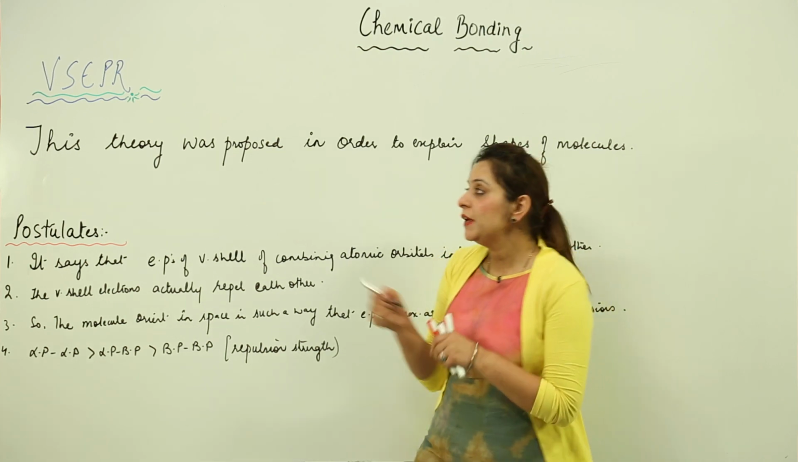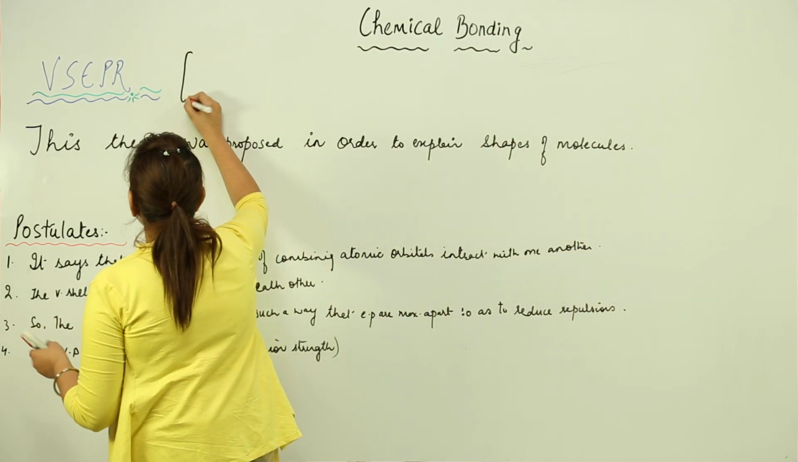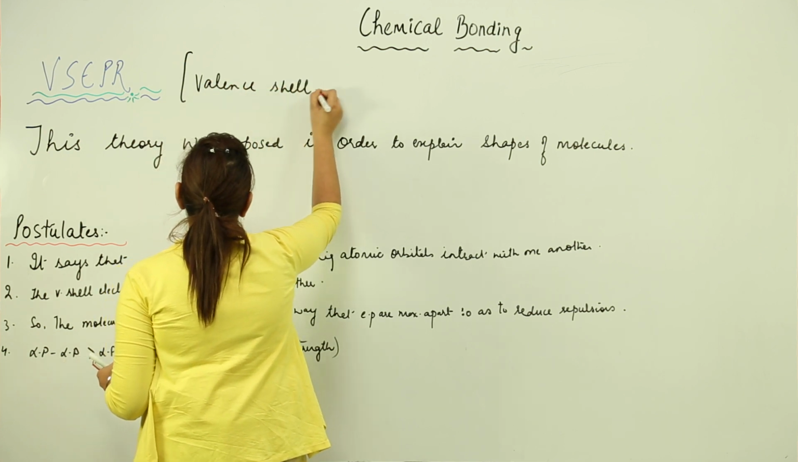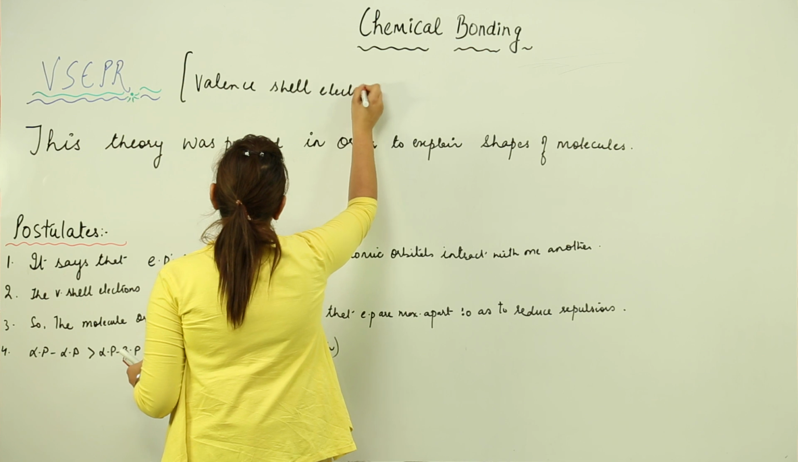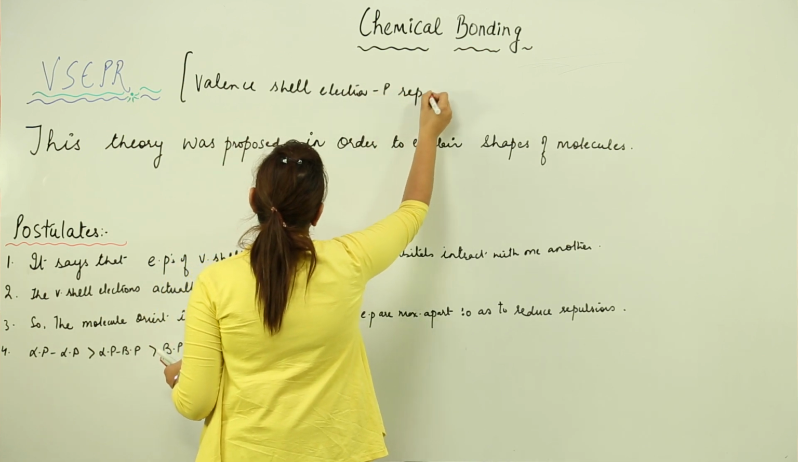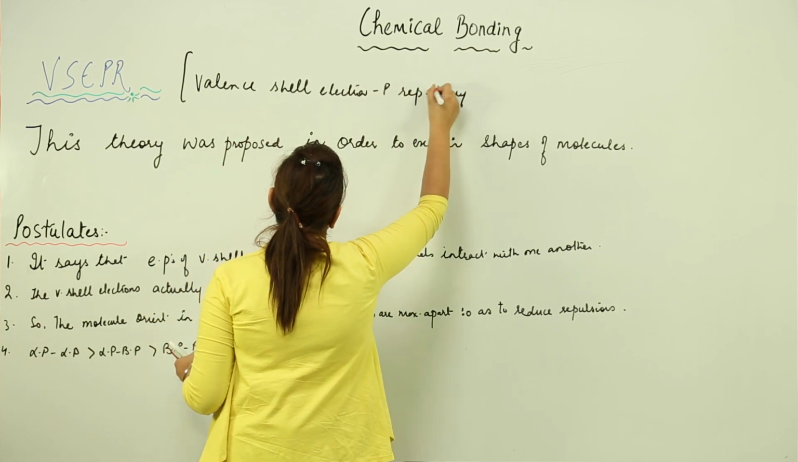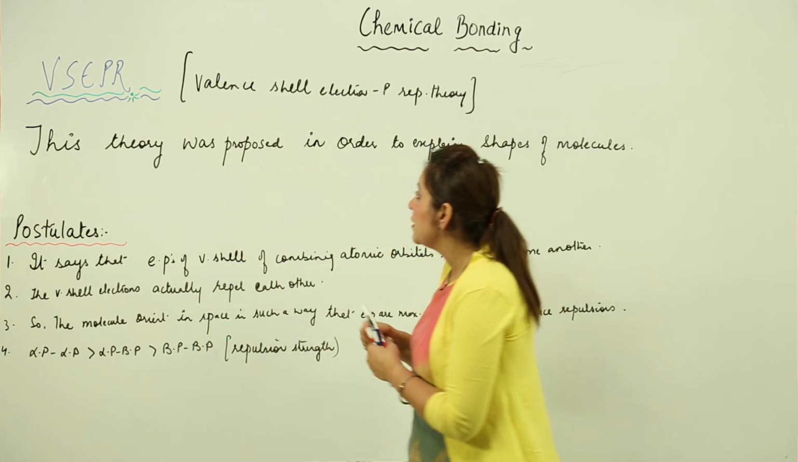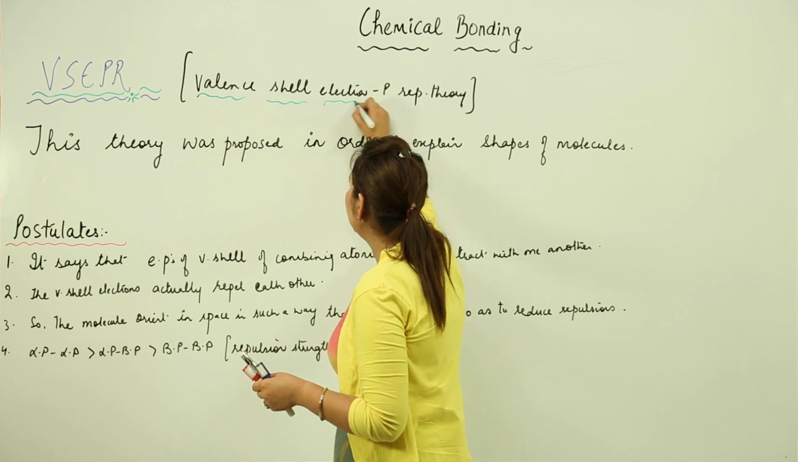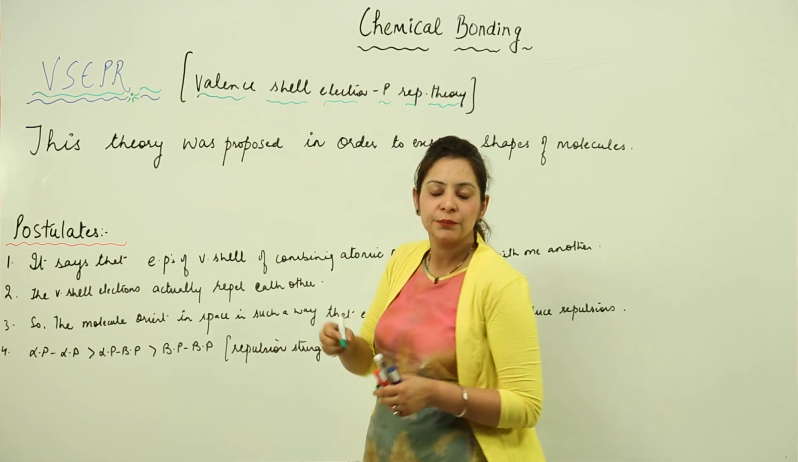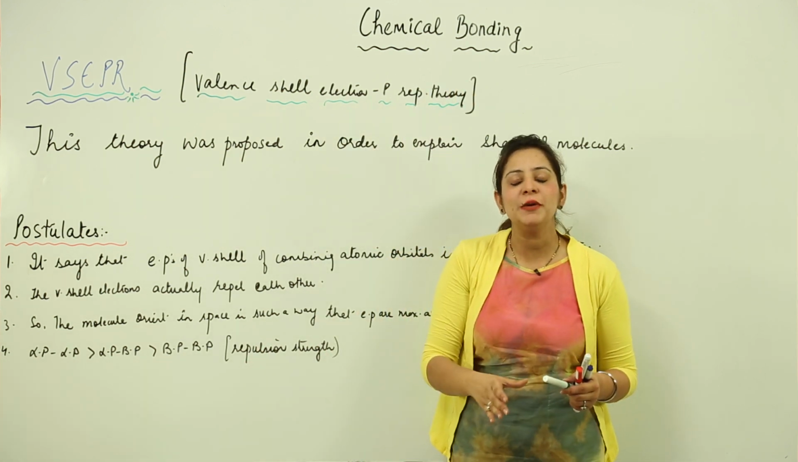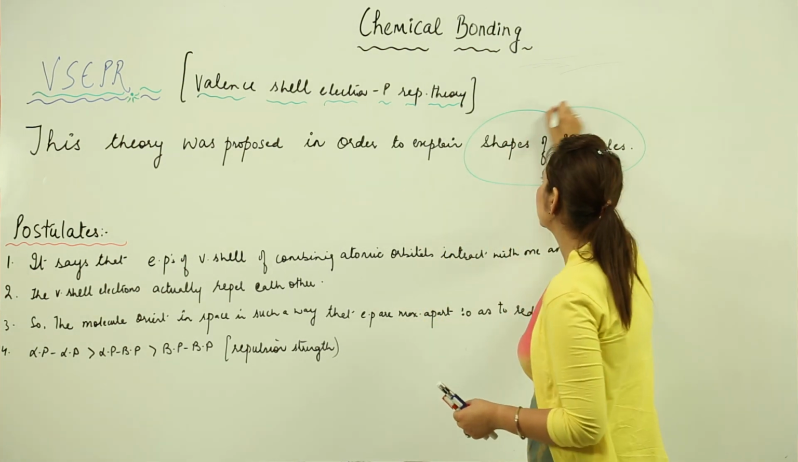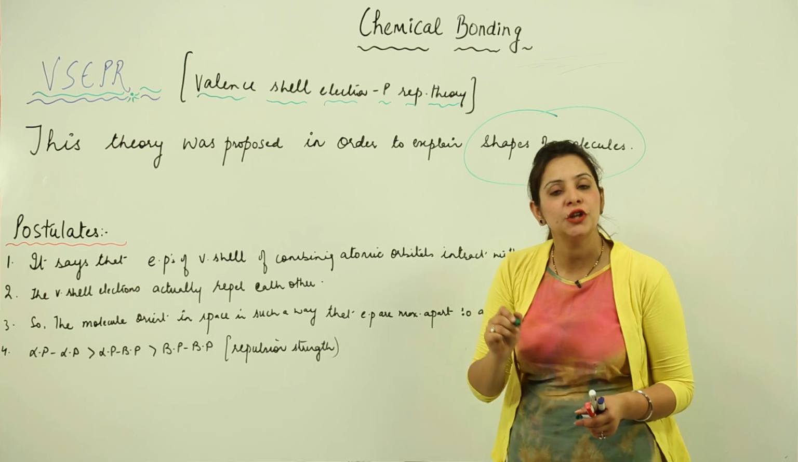So this VSEPR theory, the full form for VSEPR theory is valence shell electron pair repulsion theory. The main objective behind this theory was to explain the shape of the molecules.